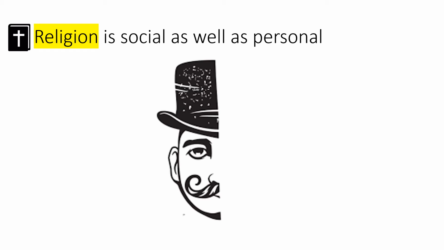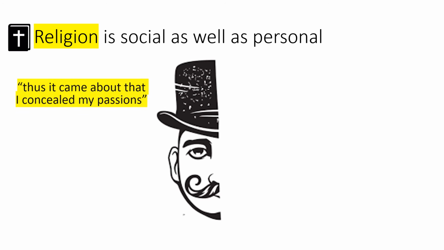It's evil. And Jekyll feels this very keenly. He's not questioning this at all. He knows that this is true. This is what he believes. And Jekyll's sin makes him state at the start of chapter 10, "Thus it came about that I concealed my passions." I think one of you said that that is basically the whole novel in one quotation.